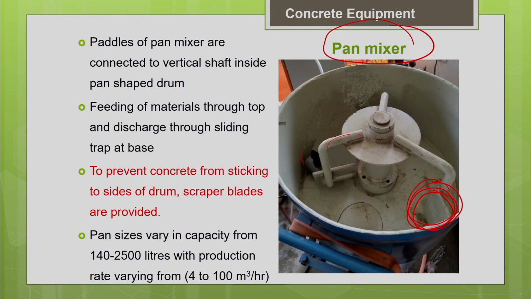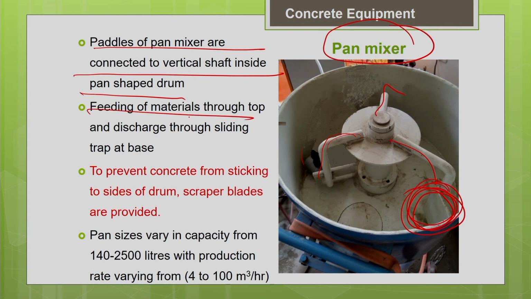But in your pan mixer, you have this kind of arrangement. You have this blade which prevents the sticking of material to the sides of the drum. Basically, the paddles of the pan mixer are connected to the vertical shaft inside the pan shaped drum. You can see the paddles are connected to the vertical shaft. The feeding of the material will be through the top, and for the discharge, you have a sliding trap at the base.